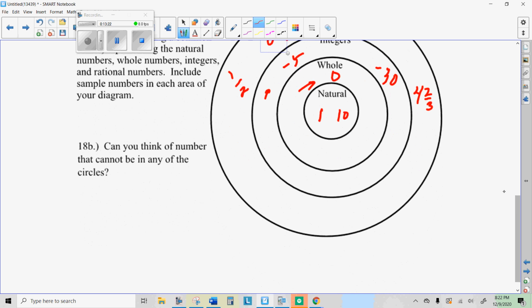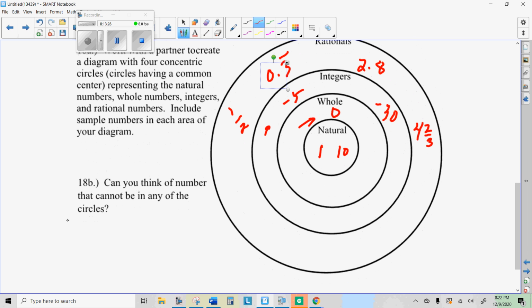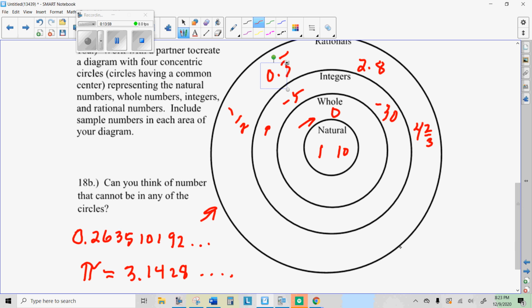Can you think of a number that can't be in any of these circles? I can. They can be any decimal number that doesn't really show a pattern but keeps going on forever and ever. And the one that I love the most is pi. Pi is 3.1428 something something something, and it goes on forever and it never repeats. Those are numbers that would not fit in any of these groups, and we call those irrational numbers.